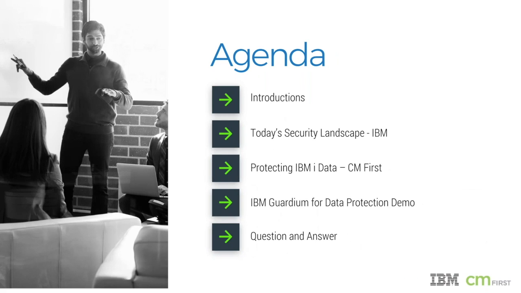So today's agenda is very much focused on data-centric and IBM security landscape topics. We've got a really good speaker from IBM who's going to talk about the security landscape and a number of different ways to attack and address that, followed by CM First, and our John Rhodes will be talking about protecting IBM data, and then a solution that we've found to be very helpful for IBM and other platforms of interest to our audience on data protection, and actually a demonstration on that. And then we'll follow it up with a question and answer period.